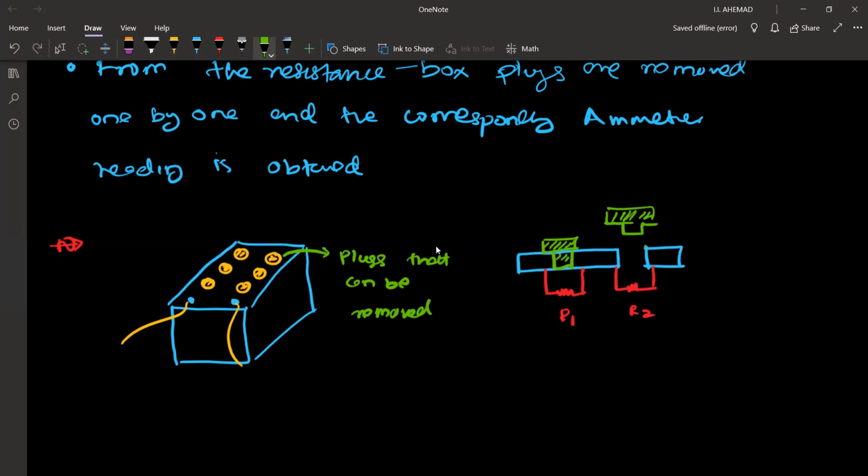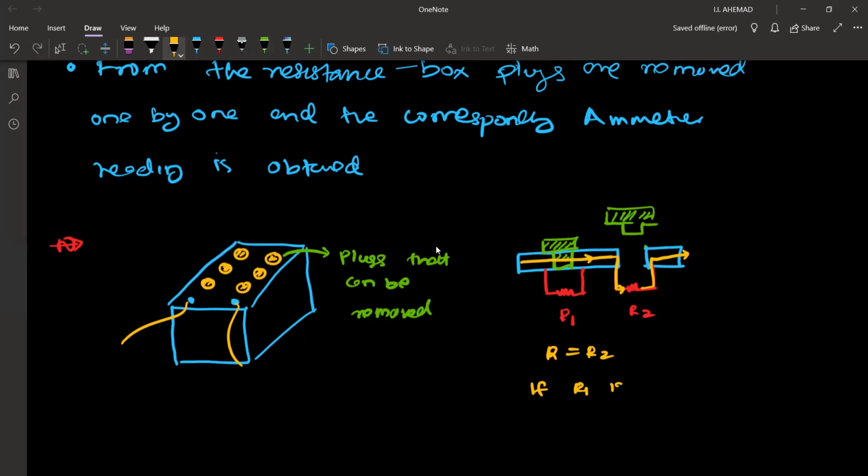So soon after I remove the plug, the current has to pass like this. Here it will pass through this plug because that is a conductor. The plug is a conductor. On the top it is an insulator. On bottom it is a conductor. Now this has to pass through this. Okay. So what is the resistance here? So here R is equal to R2.